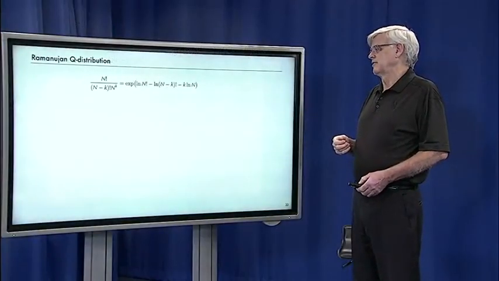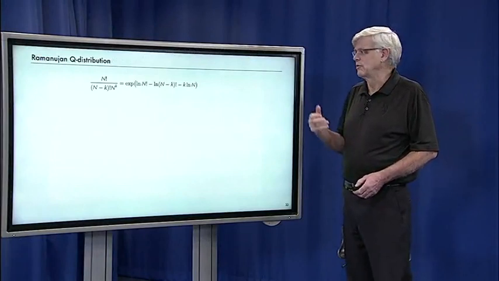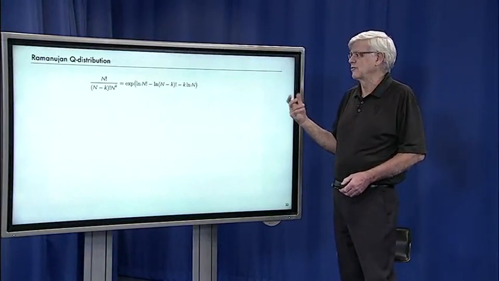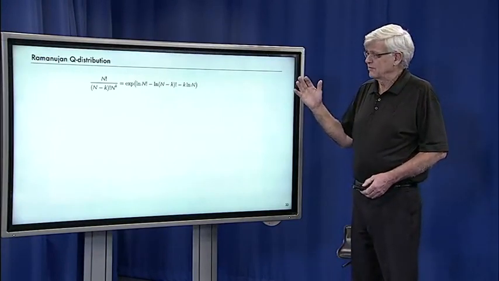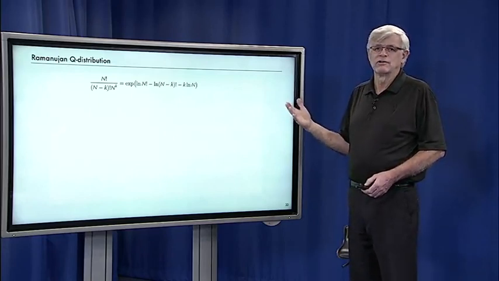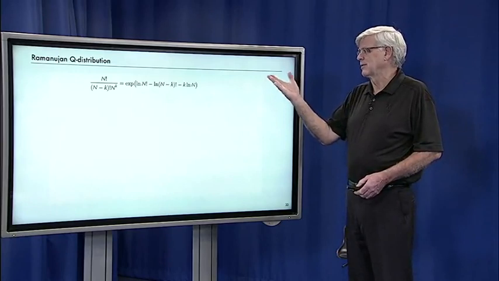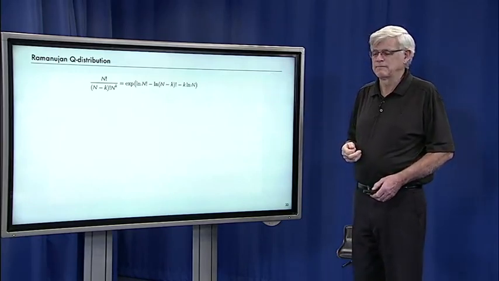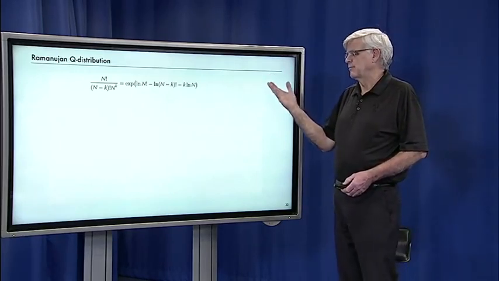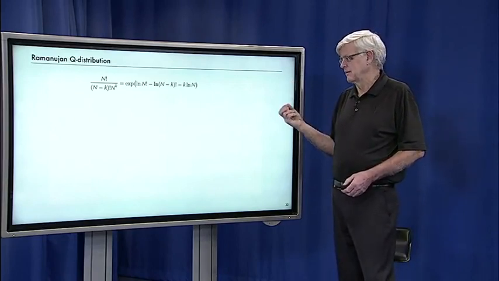Now, let's take a look first at the Ramanujan Q distribution. The calculation's a little bit simpler. It's an extension of the calculation that we did for the Catalan numbers. It's just that now we're carrying on this variable k. So first step is use the x log technique.